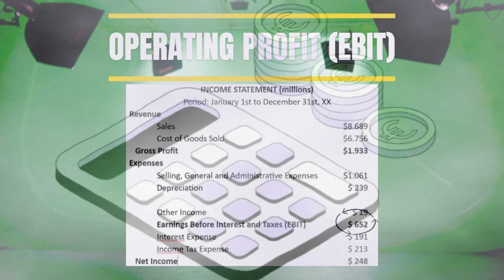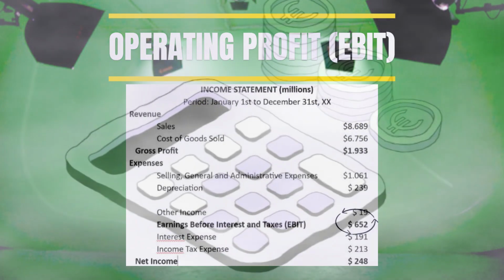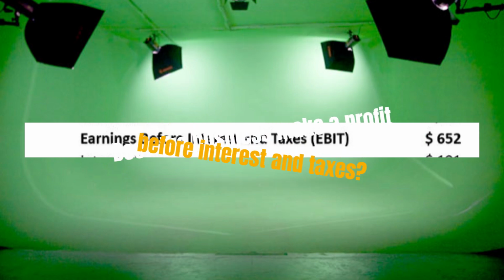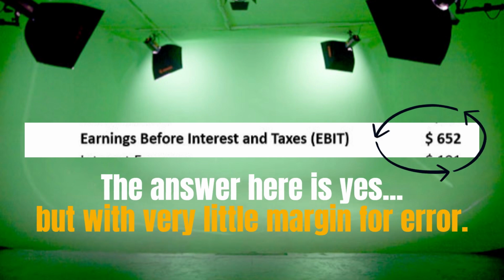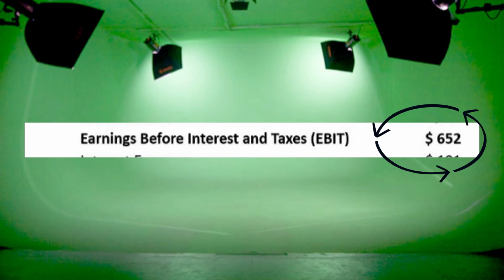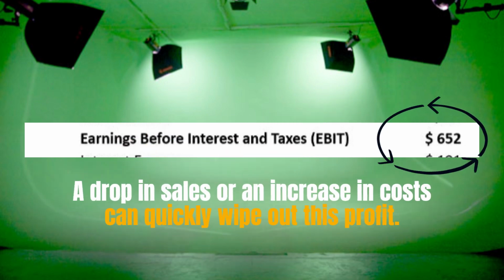Operating profit, EBIT. Operating profit tells us something very important. Whether the business is profitable before interest and taxes. Here the answer is yes, but with little margin for error. A drop in sales or an increase in cost could quickly wipe out this profit.